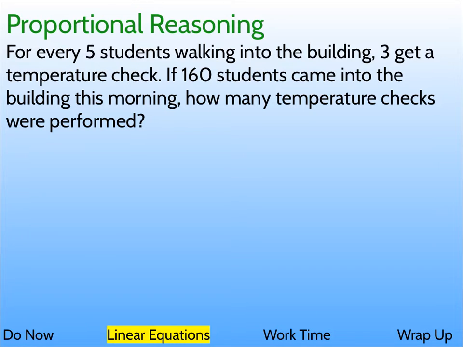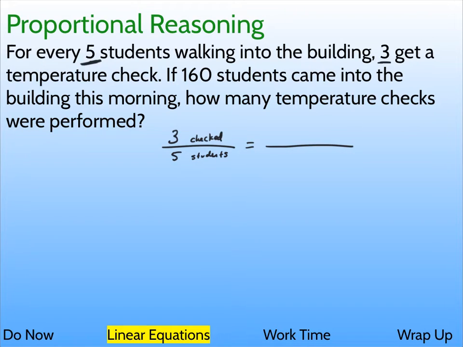So the easiest way I think to set this up is to start off with the proportion. We get 3 out of every 5 students. So 3 are checked out of every 5 students. Now the best way to set this up is to make it a proportion, set it equal to another fraction.